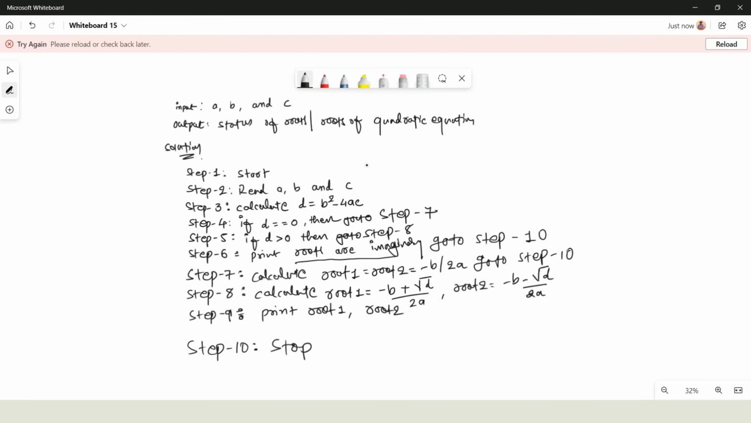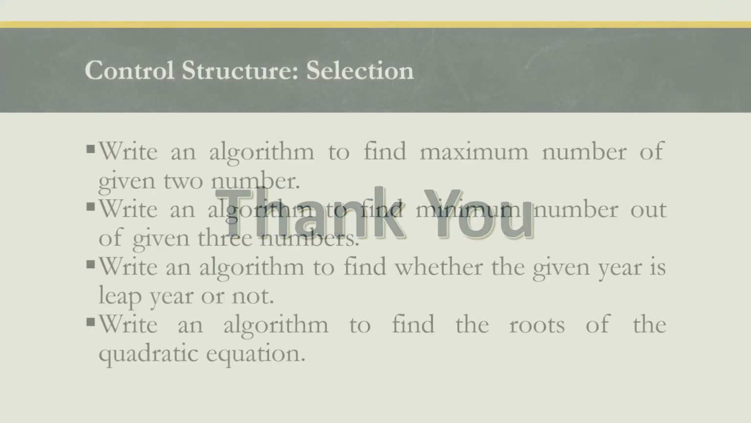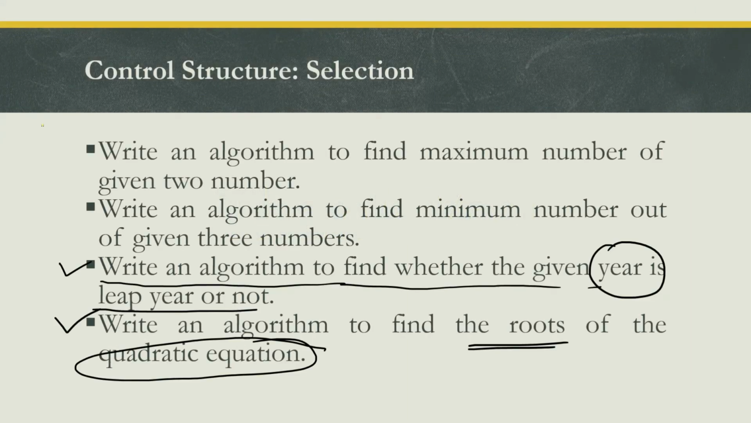If you have doubts or any suggestion for this algorithm, then you can write in the comment box. Okay, so we have discussed algorithms in this session: to find the maximum number out of 2 given numbers, to find the minimum number out of 3 given numbers, to find whether the given year is a leap year or not, and the fourth and last one, find the roots of the quadratic equation. I hope you have a clear idea about these 4 problems, or if you have any suggestions for this algorithm, then you can write in the comment box below.